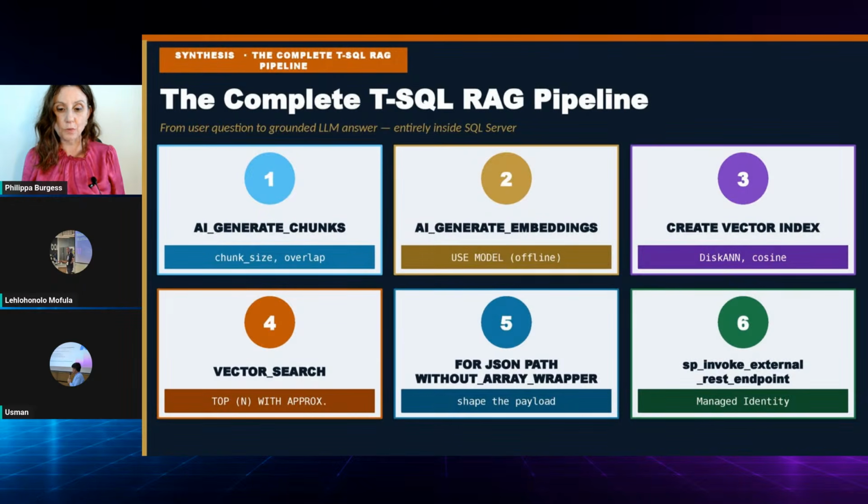Also, I'll run you through this real fast. This is the complete T-SQL RAG pipeline. You've got your AI_GENERATE_CHUNKS we went through, your AI_GENERATE_EMBEDDINGS we went through, CREATE VECTOR INDEX, your VECTOR_SEARCH, your JSON PATH WITHOUT_ARRAY_WRAPPER, and the sp_invoke_external_rest_endpoint. Those are the things you're going to want to know their applications, and you will be covered on this section of the exam. And that wraps us up.